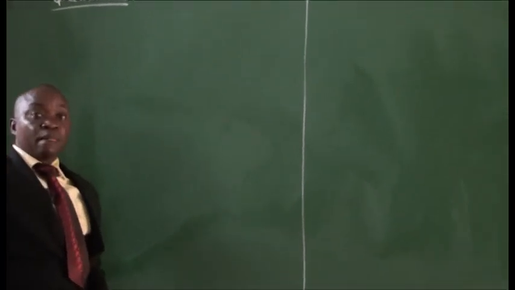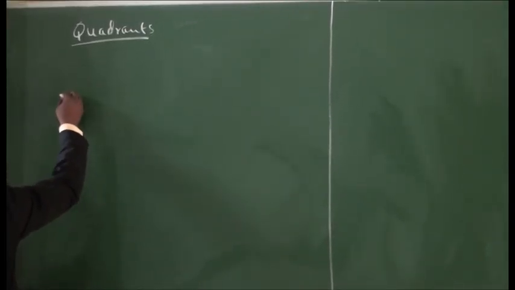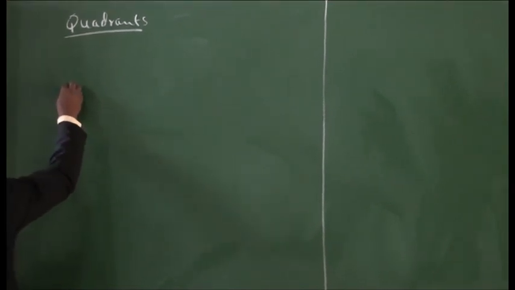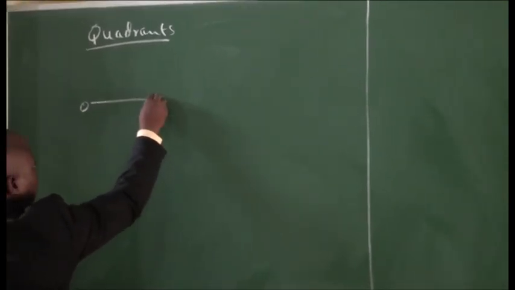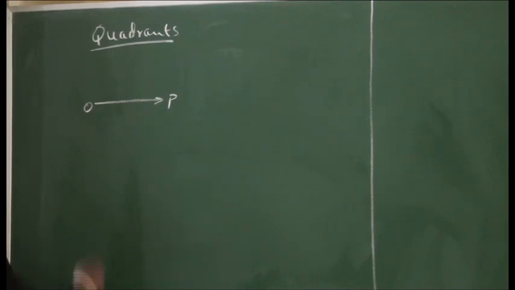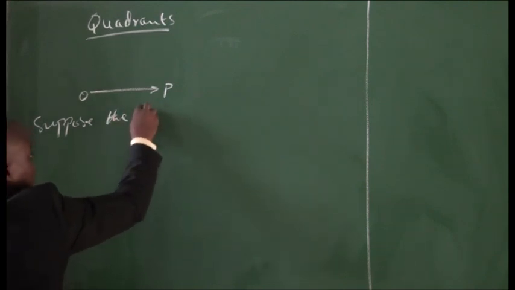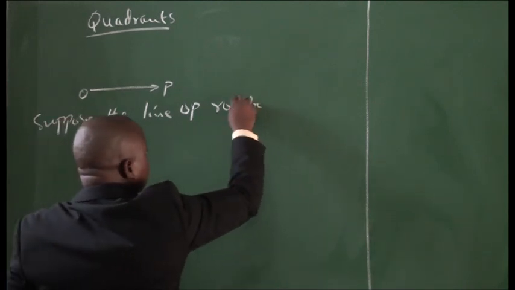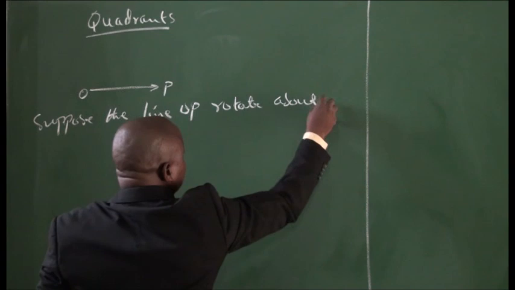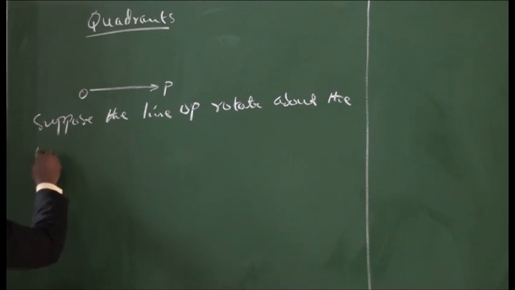We will now consider the line where we started before, that we said that if the line OP, we drew a line starting from the point O to another point P. Okay, so suppose the line OP rotates about the point O.